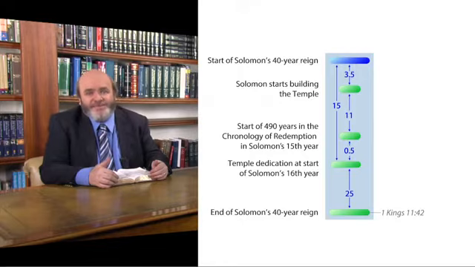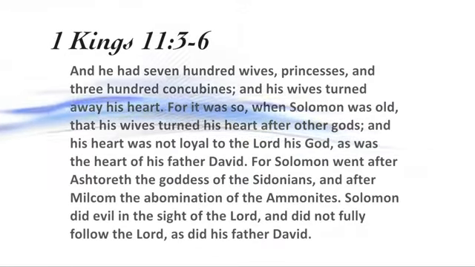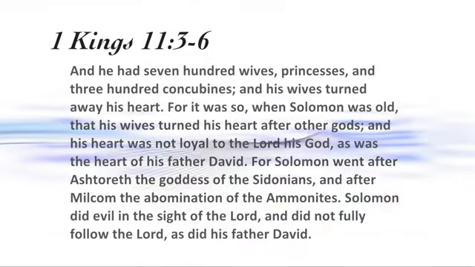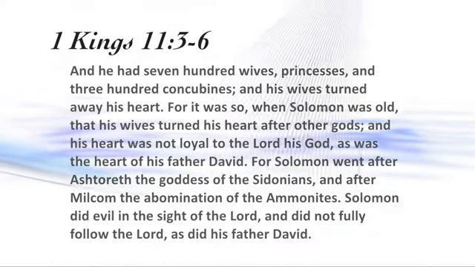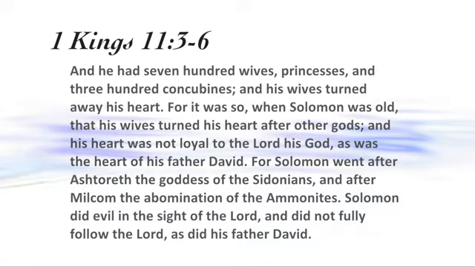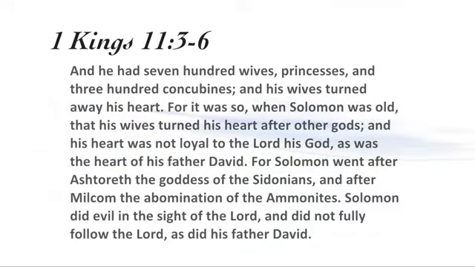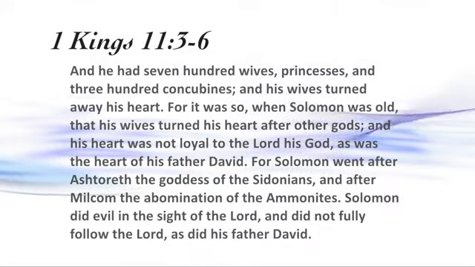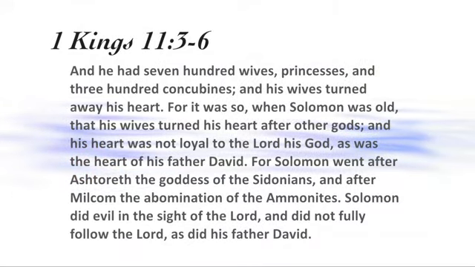During this time he backslid through intermarriage and idolatry. We can read about this in 1 Kings 11, verses 3 to 6. "And he had 700 wives, princesses, and 300 concubines. And his wives turned away his heart. For it was so, when Solomon was old, that his wives turned his heart after other gods. And his heart was not loyal to the Lord his God, as was the heart of his father David. For Solomon went after Ashtoreth, the goddess of the Sidonians, and after Milcom, the abomination of the Ammonites. Solomon did evil in the sight of the Lord, and did not fully follow the Lord, as did his father David."